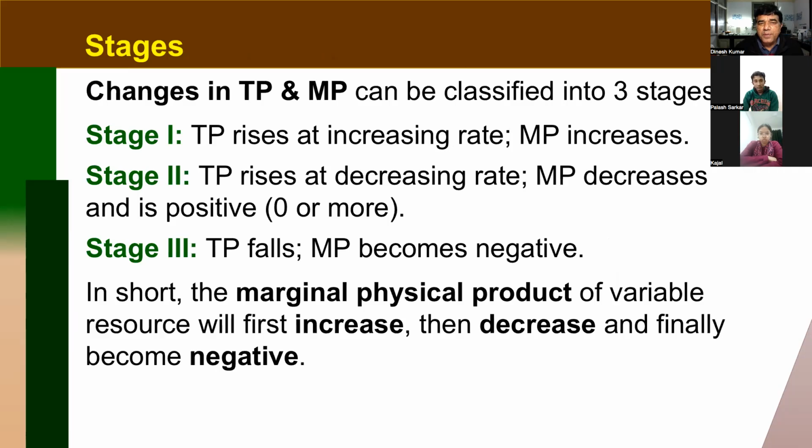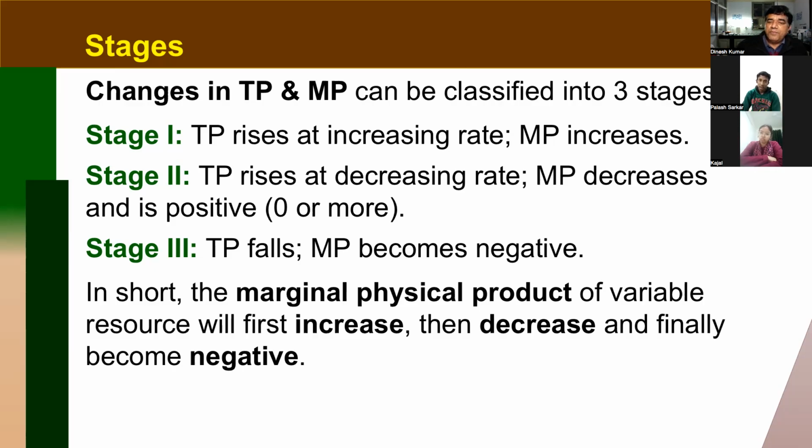Now, changes in TP and MP can be classified into three categories. Stage 1: TP rises at an increasing rate and MP increases. Stage 2: TP rises at a decreasing rate, MP decreases, but it is positive. Stage 3: TP falls and MP becomes negative.